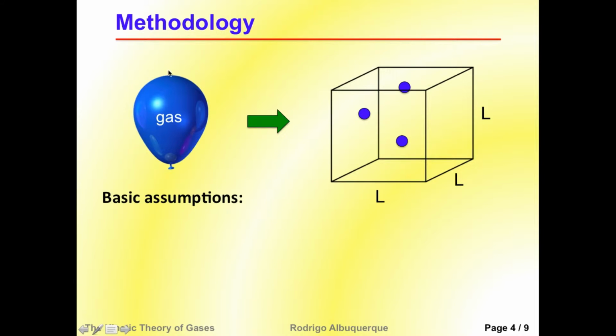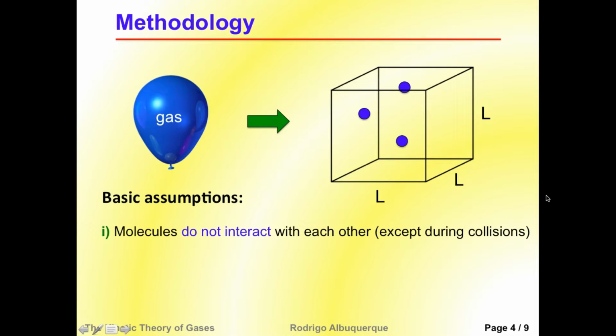Let's first simplify the system. So we have a gas in a balloon. Let's represent the system as a cubic box of dimension L, shown here. And we have some basic assumptions to make. Molecules do not interact with each other, just like in the ideal gas case, except during collisions. So the molecules can collide with each other, and they can collide with the walls of this box.